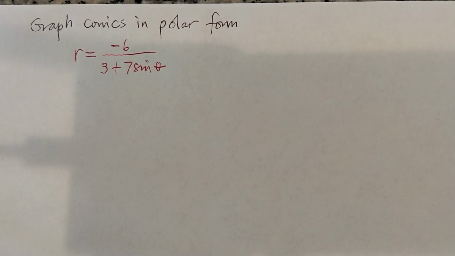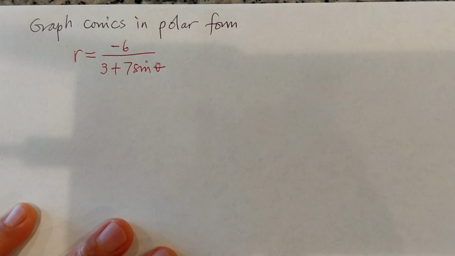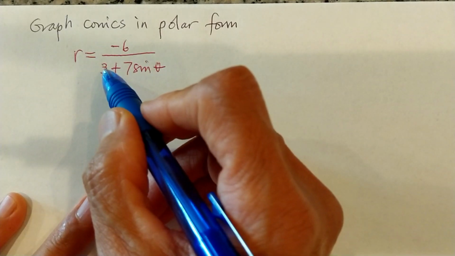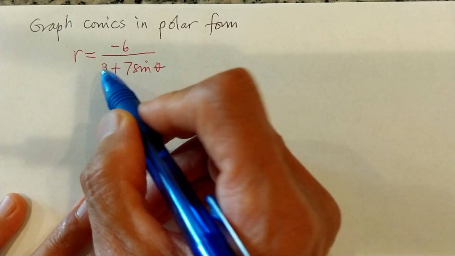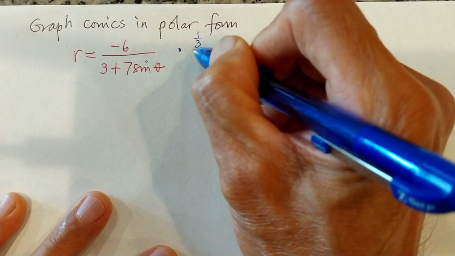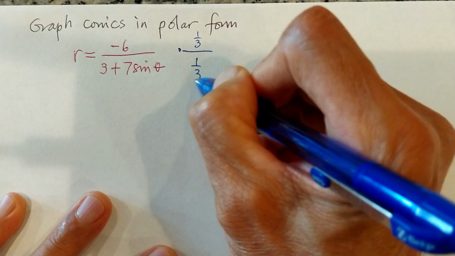This problem requires us to graph the conic in polar form. So what we need to do first is to identify what conic this is. To do that, we must rewrite this in standard form. And what is the standard form? This number right here should be 1. So what I'm going to do is multiply this by 1 in the form of 1/3 over 1/3.